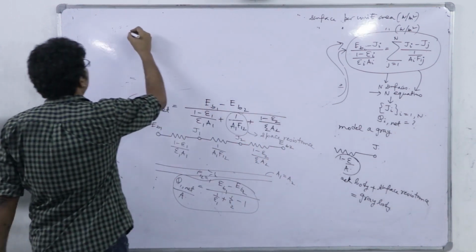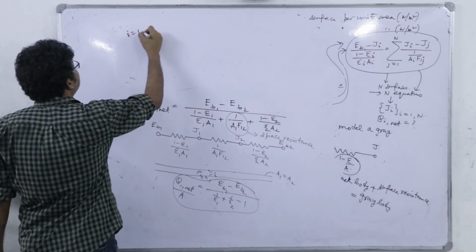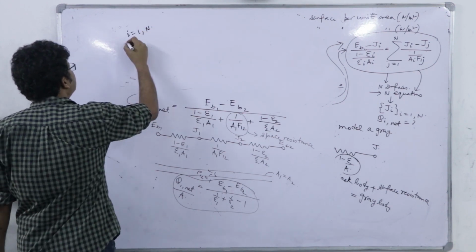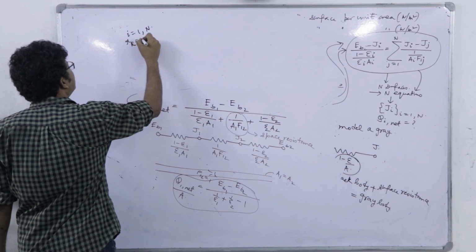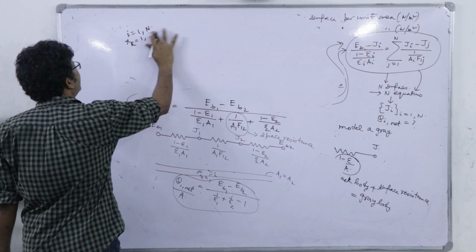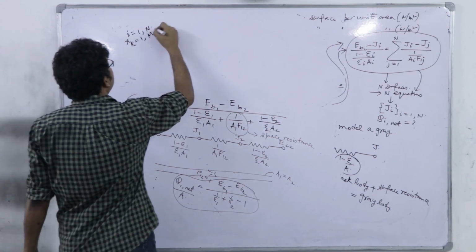See, let us generalize it. I have i equal to 1 to n number of active surfaces, and Rk, k equal to 1 to m, re-radiating surfaces.